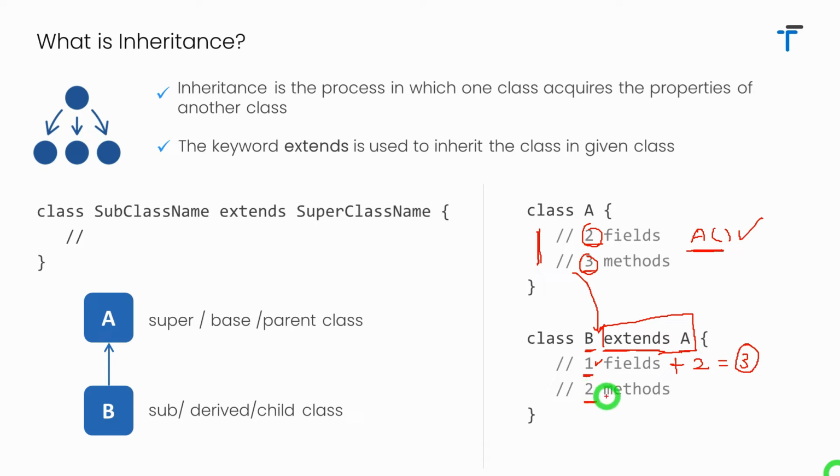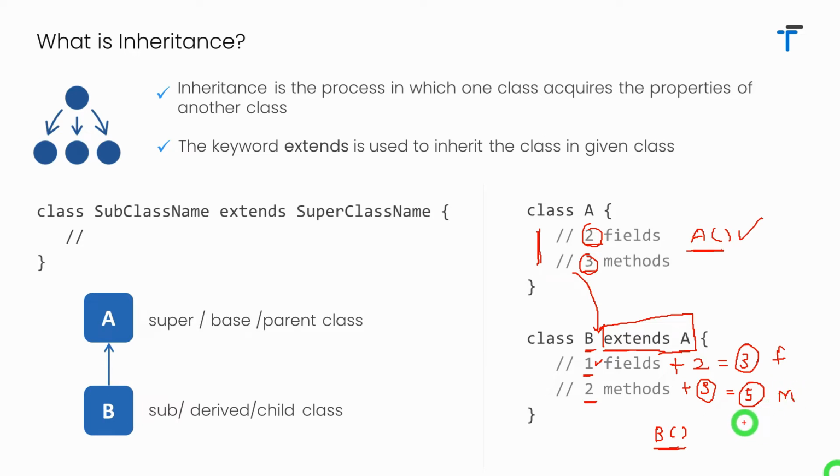Similarly, if you look at the methods here, B has two methods of its own and it is inheriting three different methods from class A. It means totally this class B has got five methods, two methods of its own and three methods that are coming from the class A. So whenever we create the object of B here, you can observe inside this class B we have got three different fields and we can invoke five different methods over the object of B.